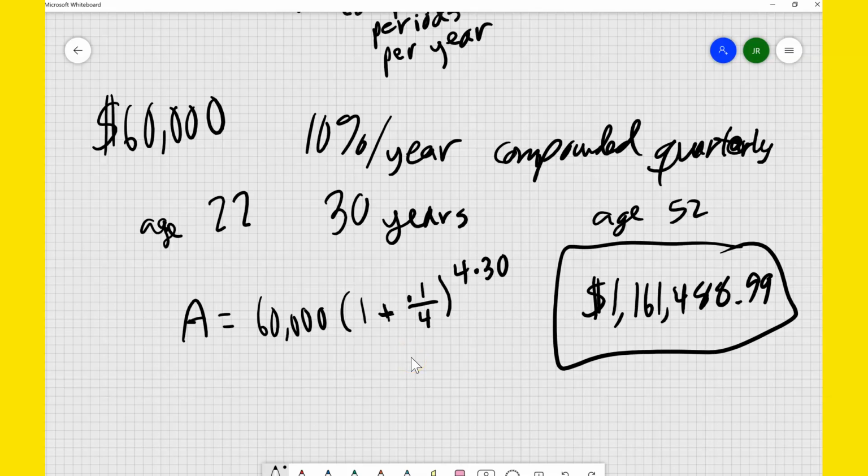Some objections to this may be, well, how do you know you're going to get 10% a year in the stock market? You might lose your money in the stock market. Yeah, so you should live your life based on probability. Make your decisions based on the fact that you can never be certain about what's going to happen.